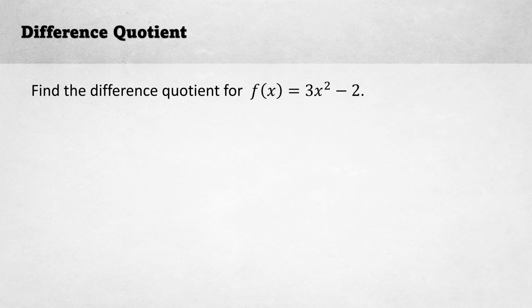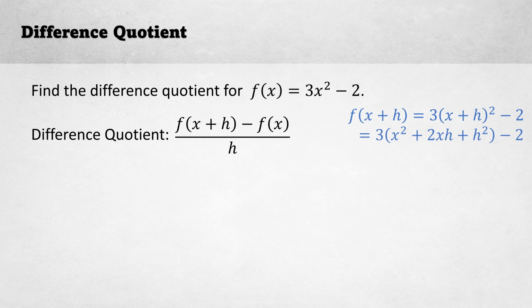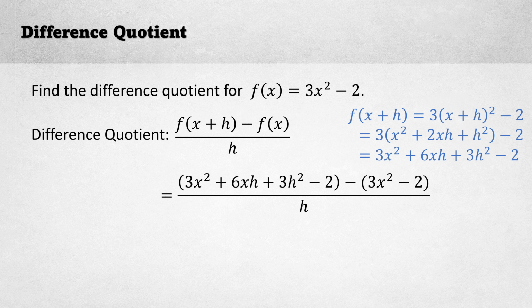Here's another example where we're asked to find the difference quotient of f of x. The difference quotient formula is f of x plus h minus f of x all divided by h. We first find f of x plus h by inputting x plus h for every x in the function. For x plus h squared, we need to FOIL it and then distribute the 3. Once we have f of x plus h, we put it in the formula.